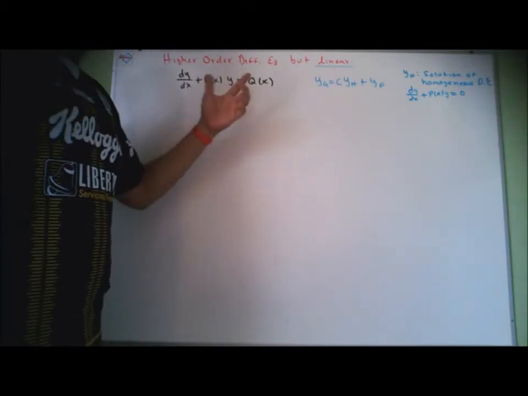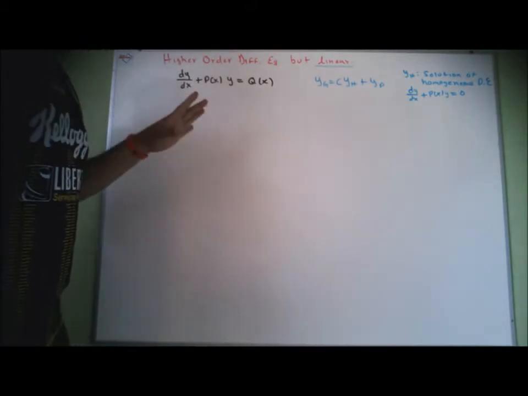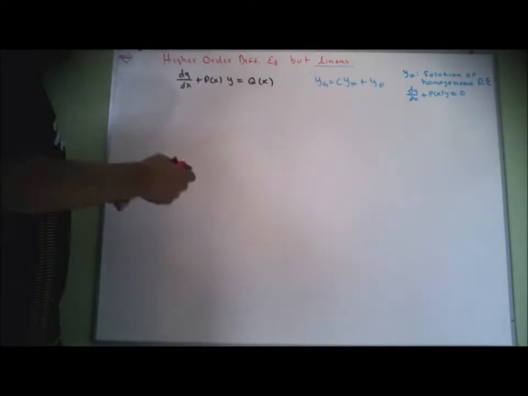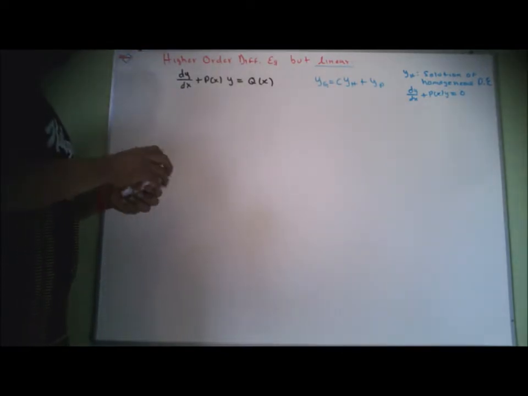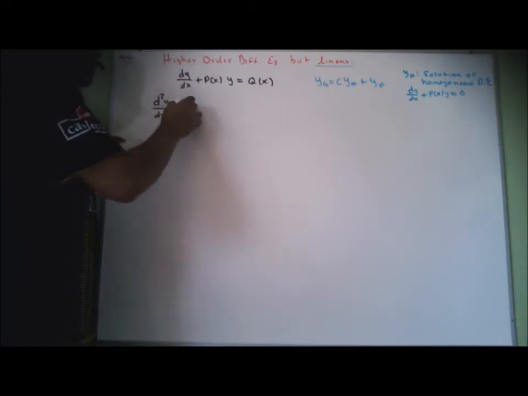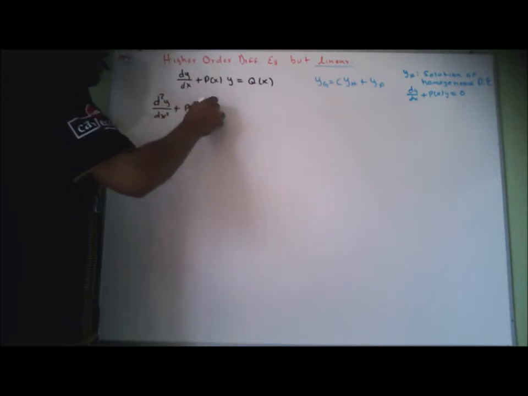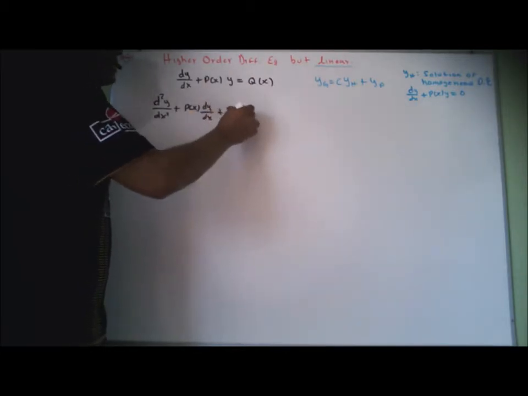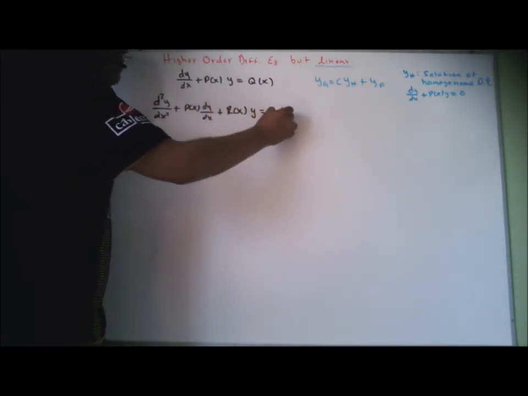This particular solution is the solution when it is not equal to 0, when it is equal to q of x. Okay, now, what we are going to do in the second unit is to expand this differential equation into higher order. Let me give you one example of a higher order. It's going to be, for example, the second derivative of y with respect to x squared plus p of x, derivative of y with respect to x plus, this is new, r of x, y equal to q of x.